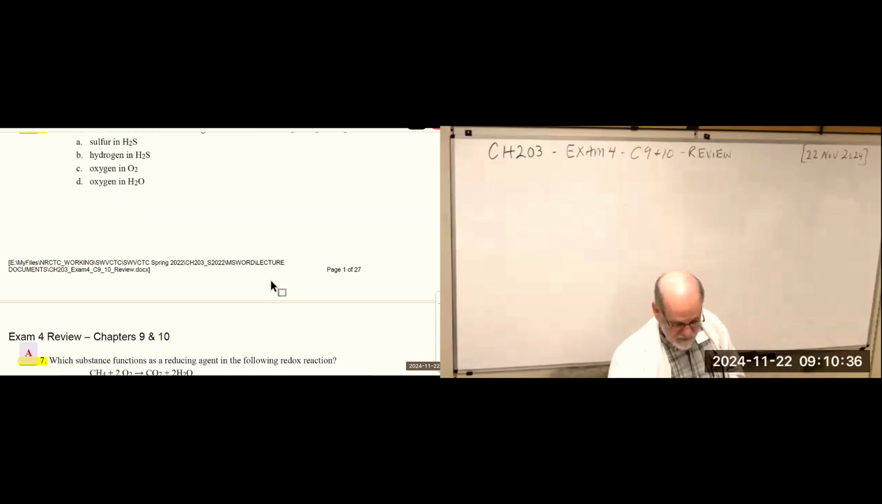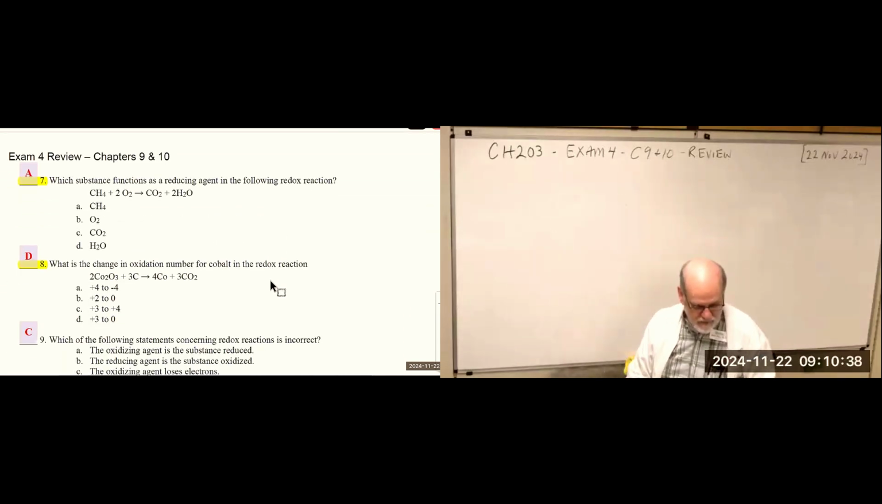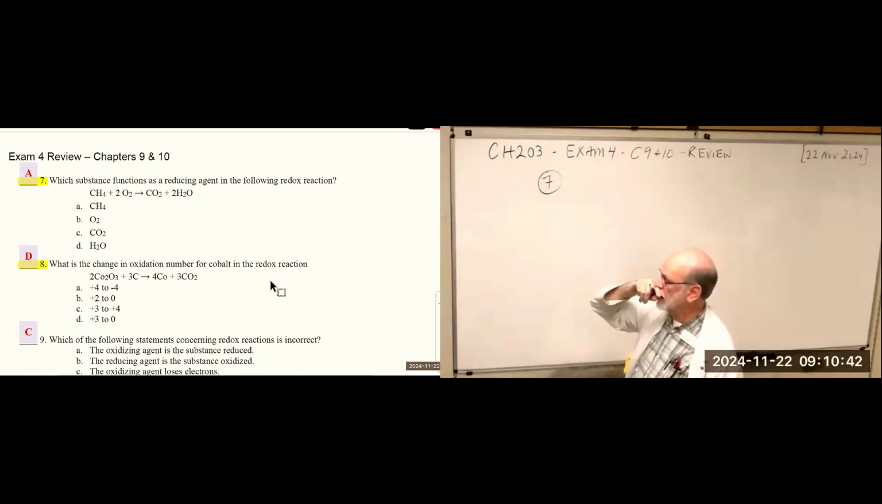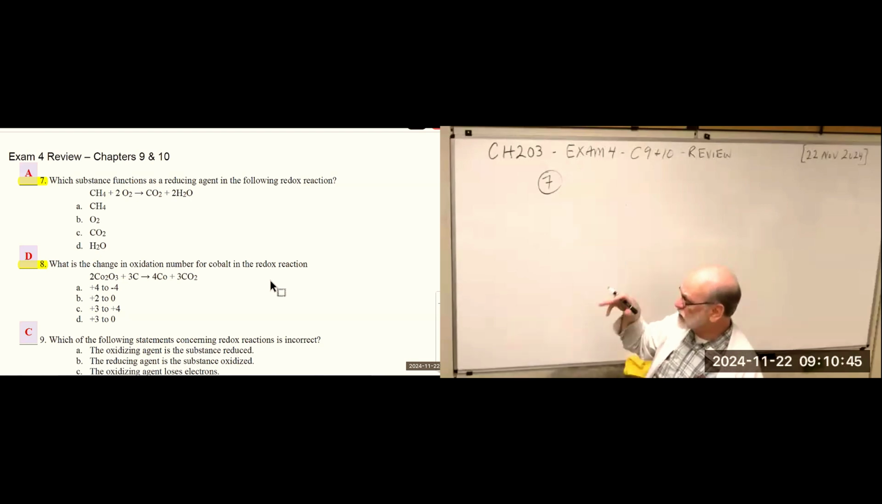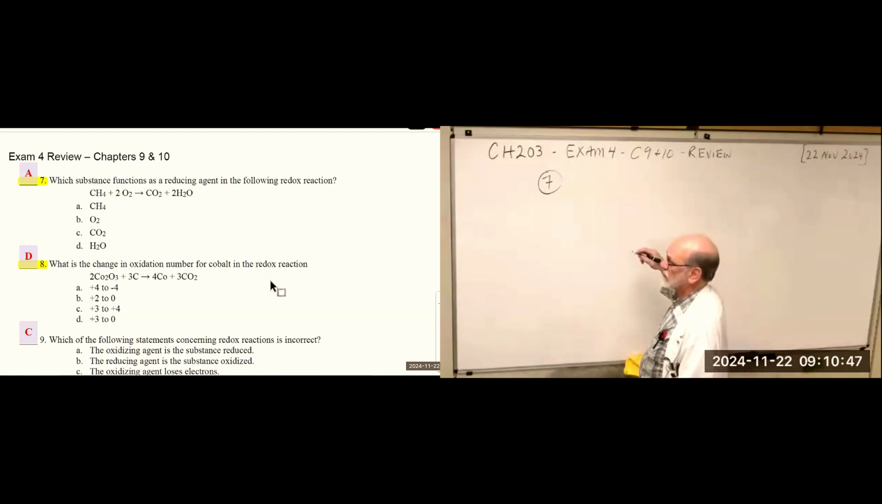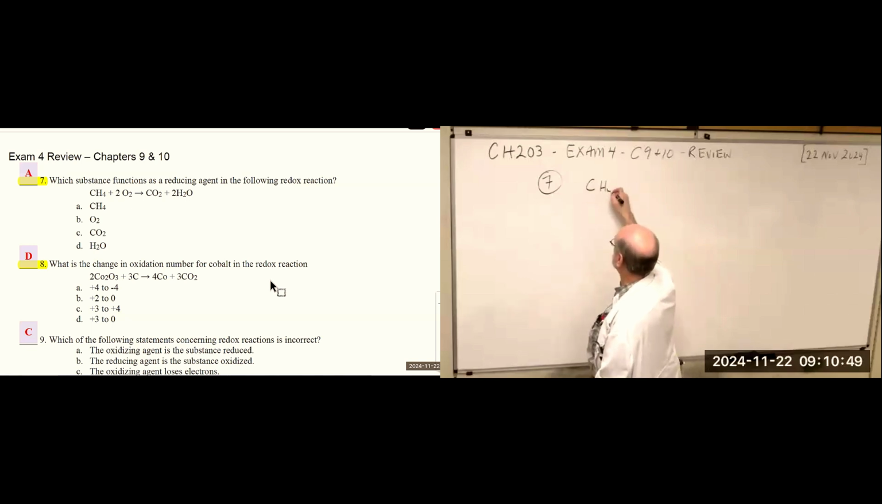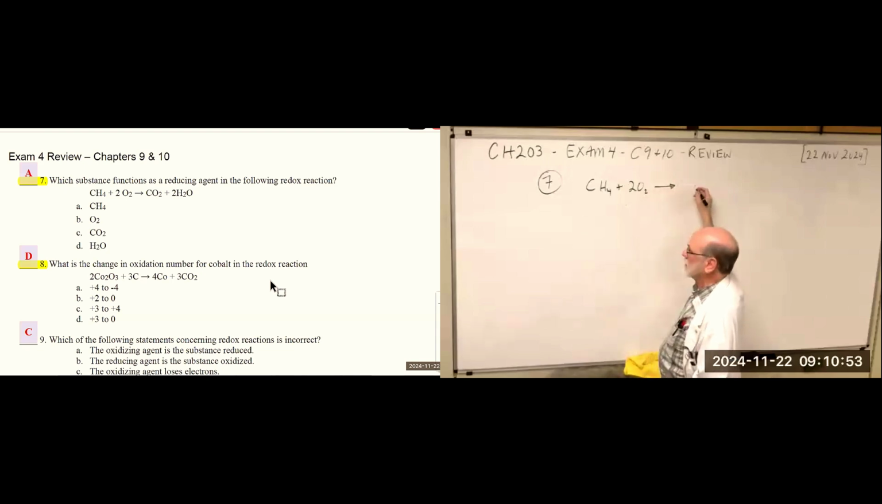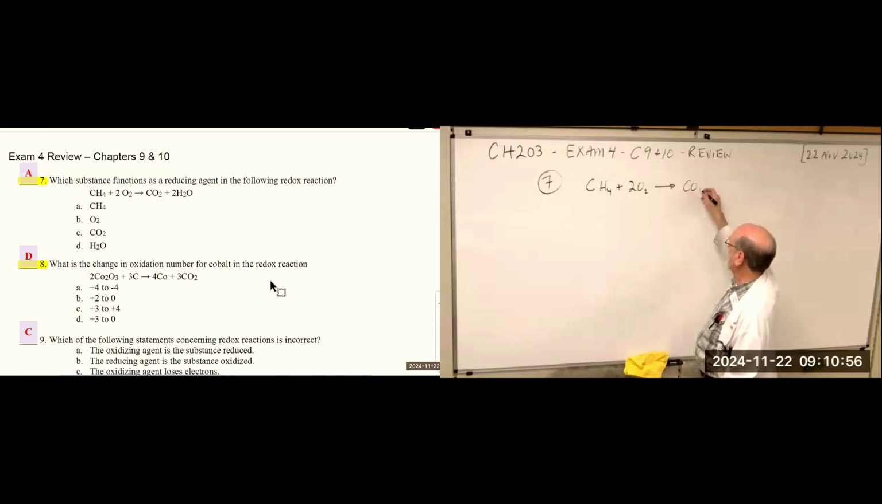All right. Number 7. Which substance functions as a reducing agent in the following redox reaction? All right, so we got methane, 2 oxygens, yields carbon dioxide and water.